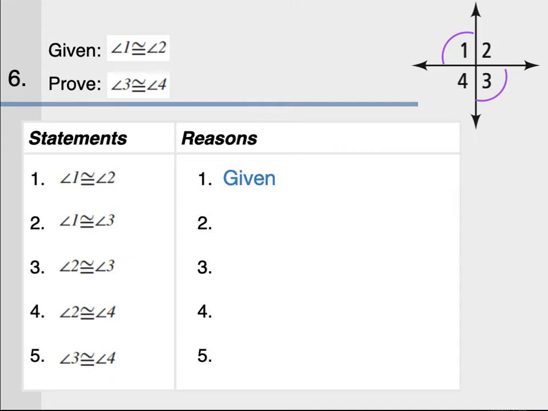So we need to look at that picture and figure out how they knew angle 1 had to be congruent to angle 3. Oh, they're vertical angles to each other. They're opposite sides of an X. That's how they figured out that 1 and 3 were equal angles. Vertical angles theorem.